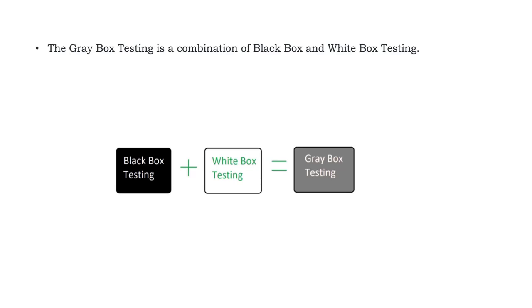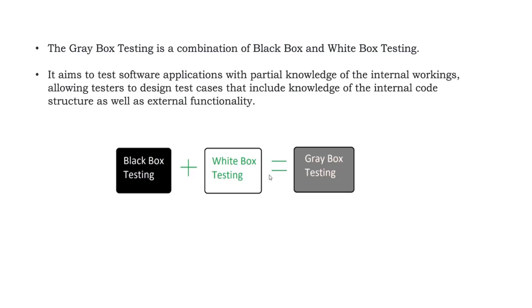Basically, gray box testing is a combination of black box and white box testing. It aims to test software applications with partial knowledge of the internal workings, allowing the testers to design test cases that include knowledge of internal code structure as well as external functionality.